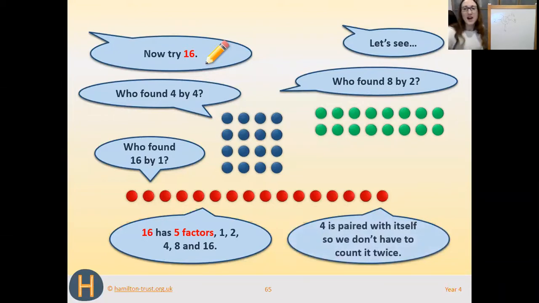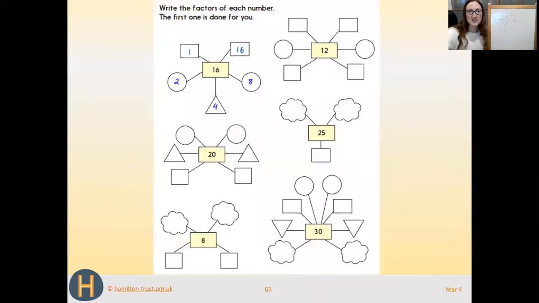There we go. And just like we were saying here, 4 is paired with itself. So we don't have to count it twice, we only count it once. Right then, let's just talk through your task and then you can begin. For step 1, you will be given these numbers. So you've got 12, 20, 25, 8, and 30. And your job, working logically from 1 and the number itself all the way around to the other factors, you need to write in the factor pairs for these numbers.